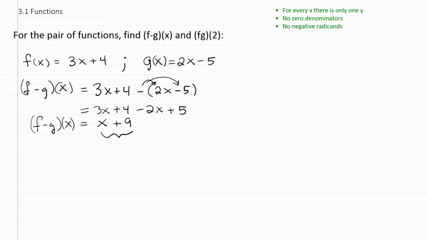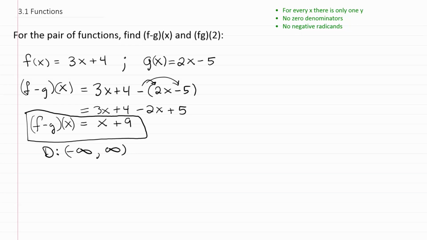The domain for this function, incidentally, would be all real numbers, because we don't have a fraction, and we don't have a radical, so we don't have to worry about any of the things that can cause a problem or make us need a restriction on the x variable in this problem. So basically the domain is all real numbers, and our function is x plus 9. All right, let's do the second operation.